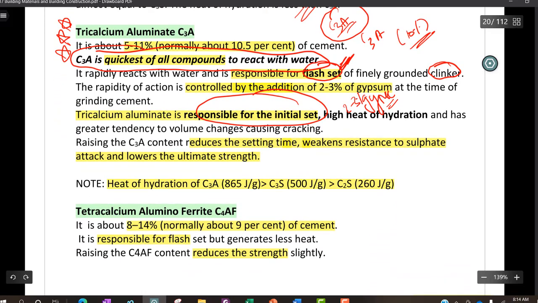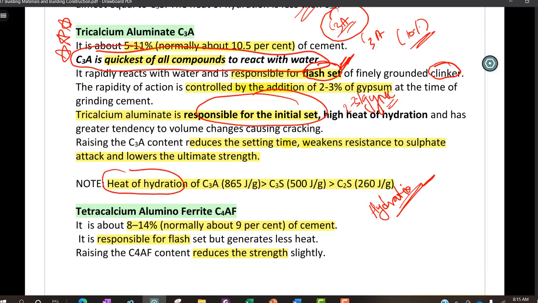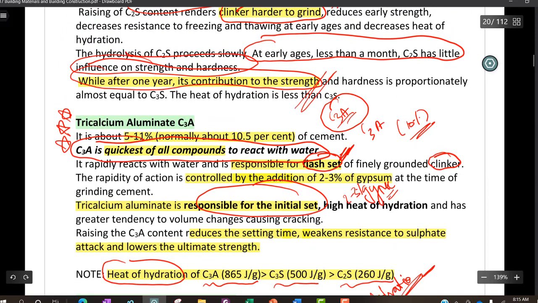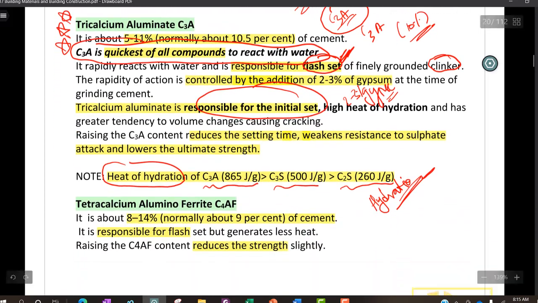And heat of hydration is also quite high. See, what is heat of hydration? Obviously, you need certain water to react with cement to form the cement paste. So this reaction of cement and water, we are calling it hydration. This is exothermic, and it releases a certain amount of heat. So that heat I am calling heat of hydration. I hope it is very clear, right? Heat of hydration of C3A will be more than that of C3S, and C3S will be more than that of C2S. I hope it is very clear.